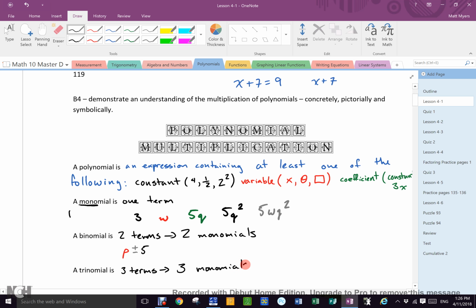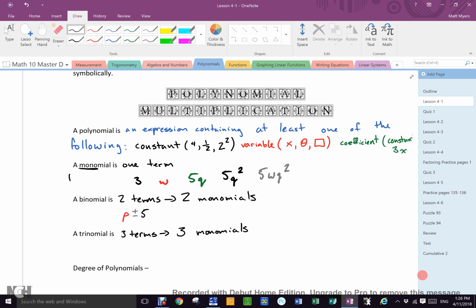Which is 3 monomials. So it could be a green coefficient and then a variable that could be squared, plus or minus another coefficient, 4, and then another variable, it could even be the same variable.